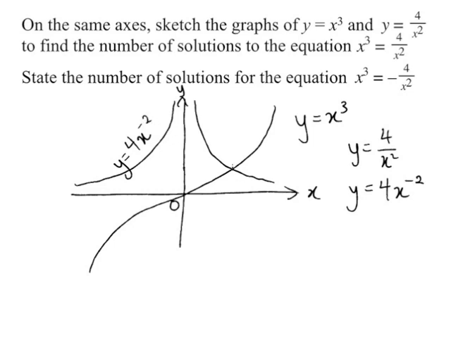From here we can see that there's only one intersection point, and therefore the number of solutions to this equation is just 1. Okay, so let's look at the second part of the question, which is state the number of solutions for the equation x cubed equals negative 4 over x squared.